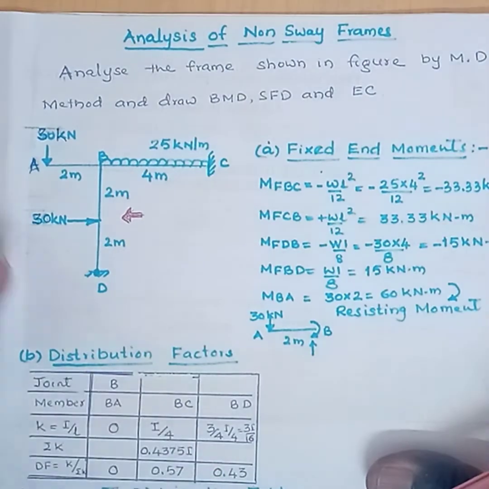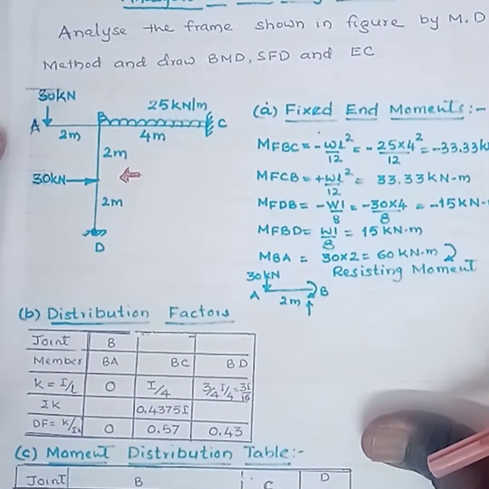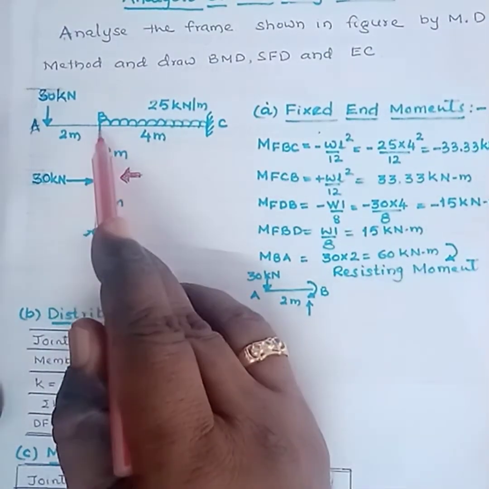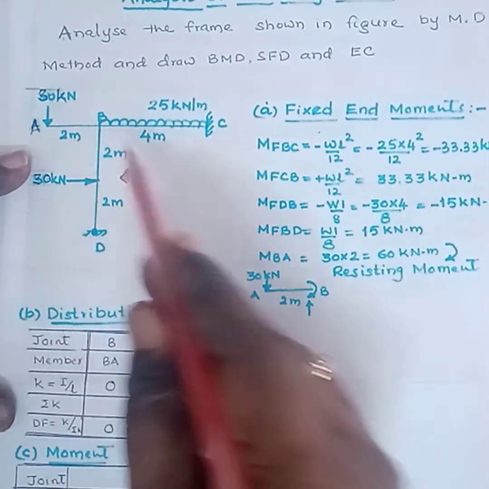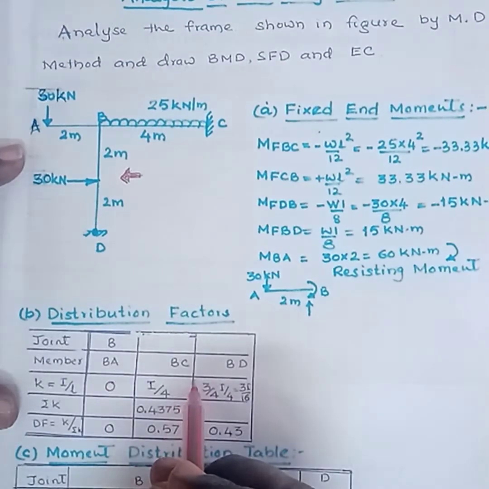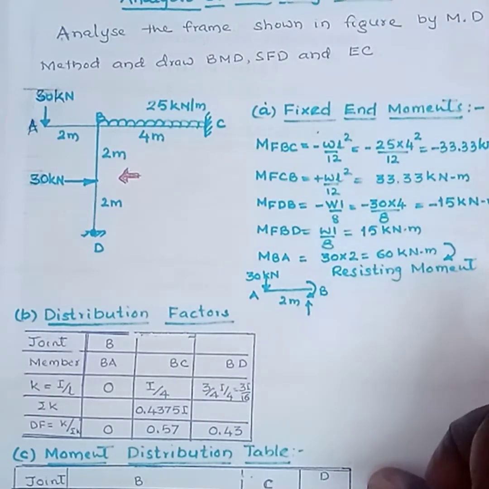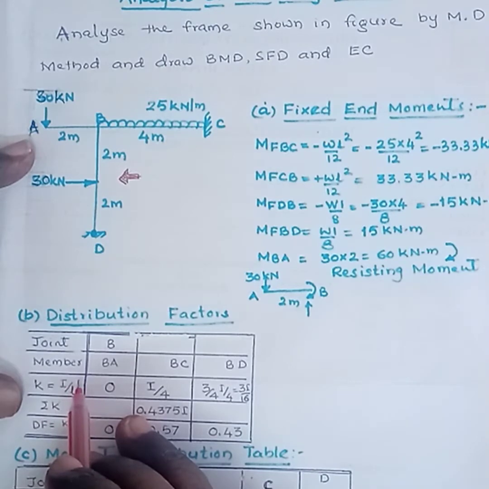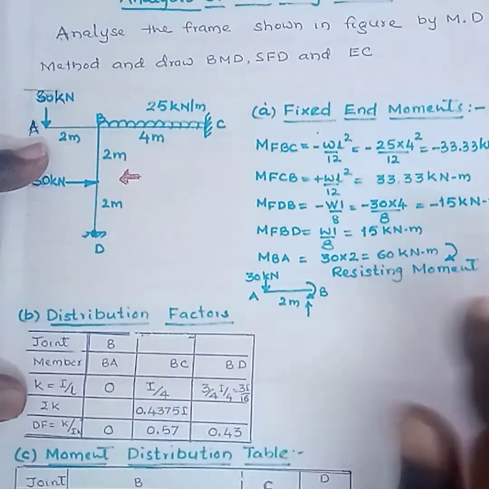Then the next step is calculation of the distribution factor. Here there is only one joint. At joint B, three members are connected: BA, BC and BD. Member BA is overhanged, so the relative stiffness value K equals I by L, that is 0.